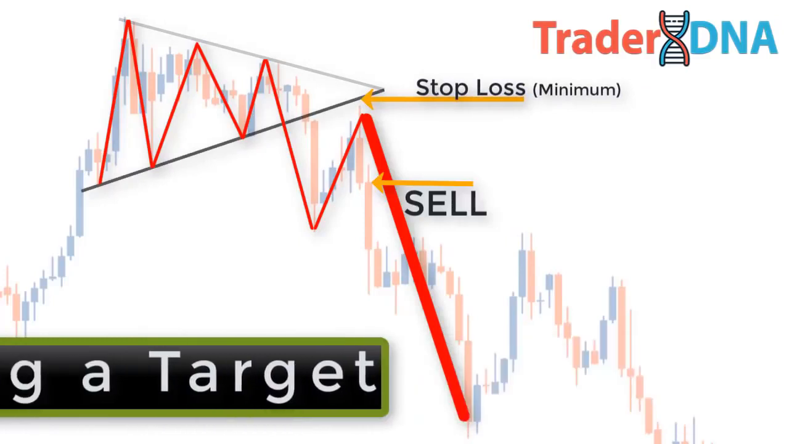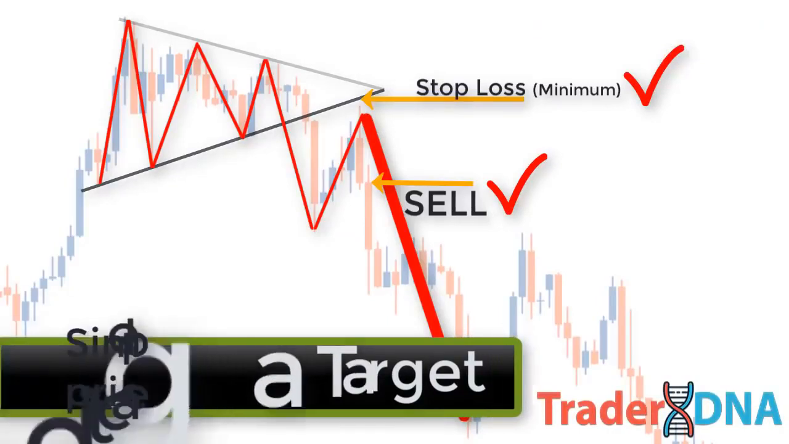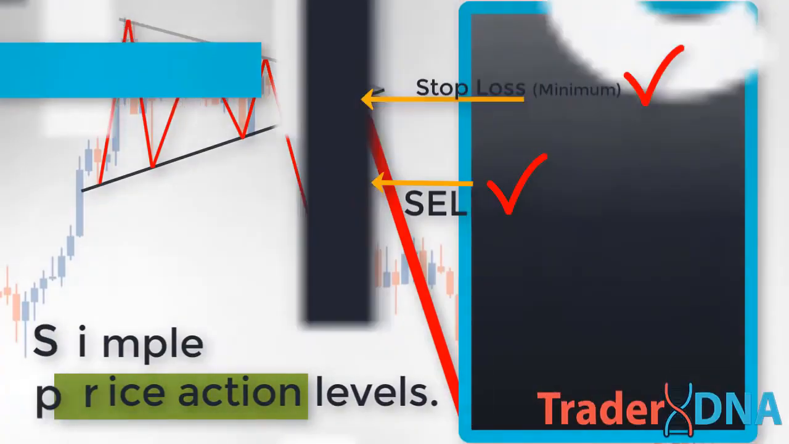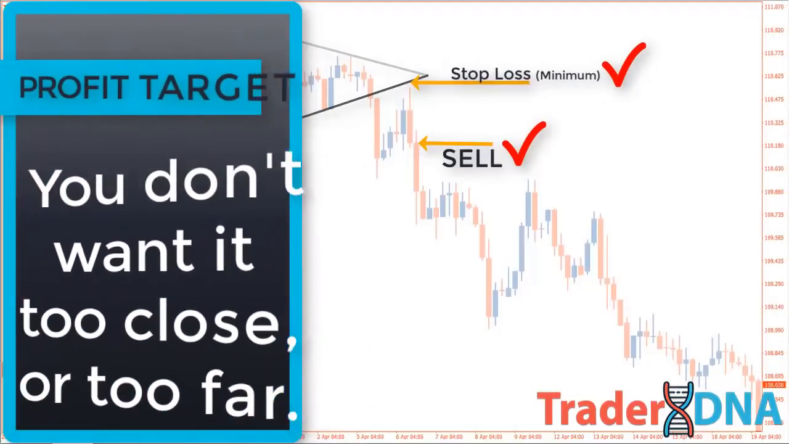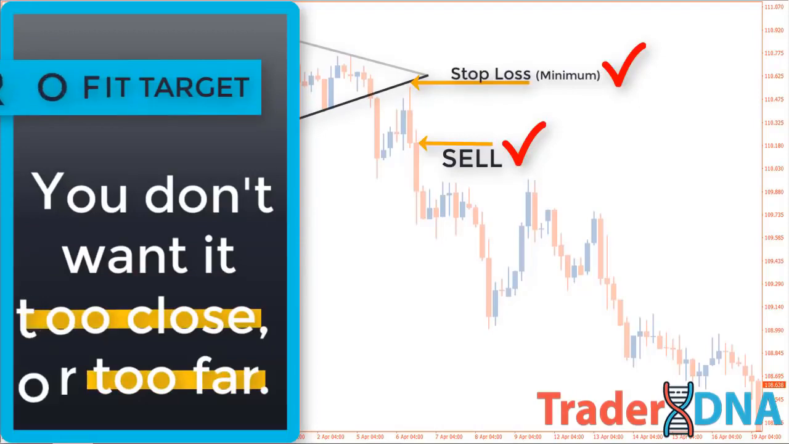Setting a target. Now that we know where to enter and where to place our stop loss, let's discuss how to set a target. As you may well know, I'm a huge fan of using simple price action levels. So you can probably guess how we'll go about setting a profit target. Placing a profit target is like a balancing act. You want to extract as much profit potential as possible based on the tendencies of the market you are trading, but you can't get too greedy, otherwise the price is unlikely to reach your target. So you don't want it too close or too far. In this case, the place that I look to take profit is at a previous level of support or resistance.